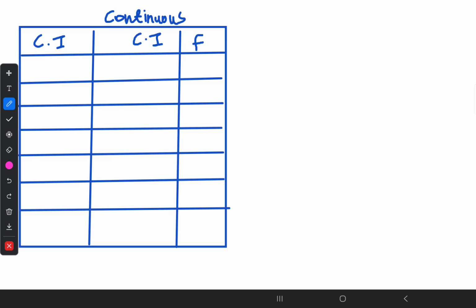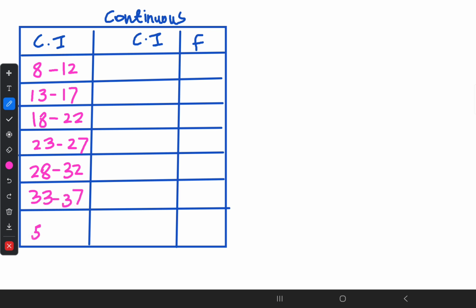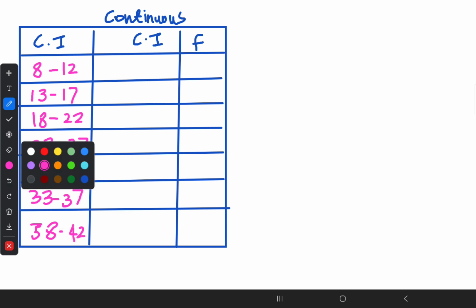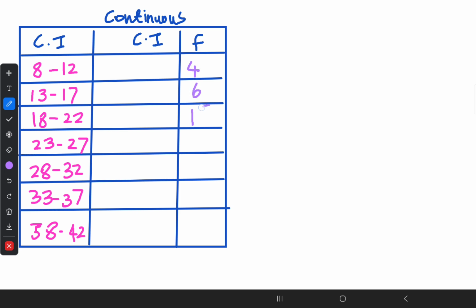Well, now another example. The class intervals are 8 to 12, 13 to 17, 18 to 22, 23 to 27, 28 to 32, 33 to 37, last 38 to 42. We have to find the continuous class intervals. The frequencies would be 4, 6, 15, again 15, 10, 7, 3.